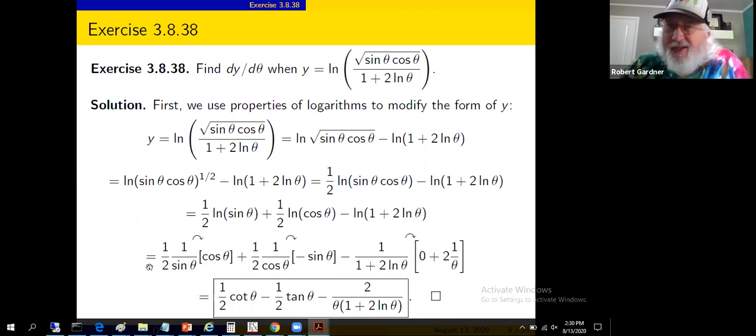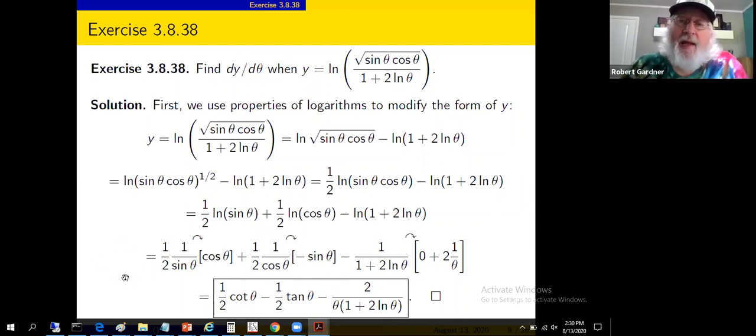And we can clean it up a little bit if you're so inclined. Cosine over sine is cotangent. Sine over cosine is tangent. There's a negative out front. And we can condense this a little bit and write it in this form if you like. But yeah, my bad. This is the derivative.